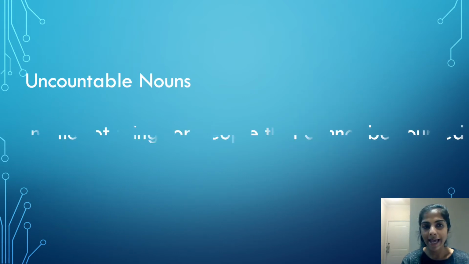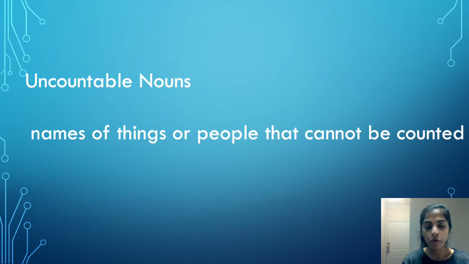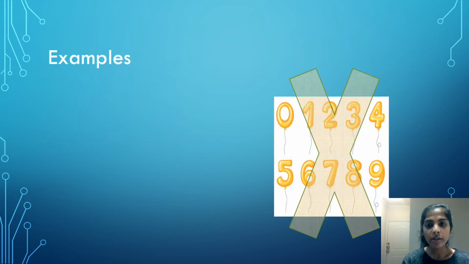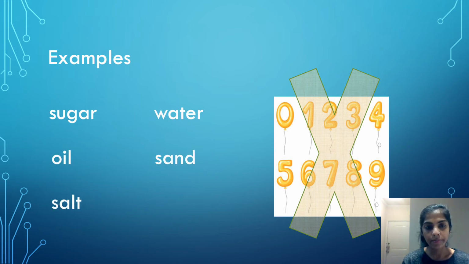Uncountable nouns, exact opposite, names of things or people that cannot be counted. So when you cannot assign a number to something, that becomes an uncountable noun. Example: sugar, water, oil, sand, salt, hair.